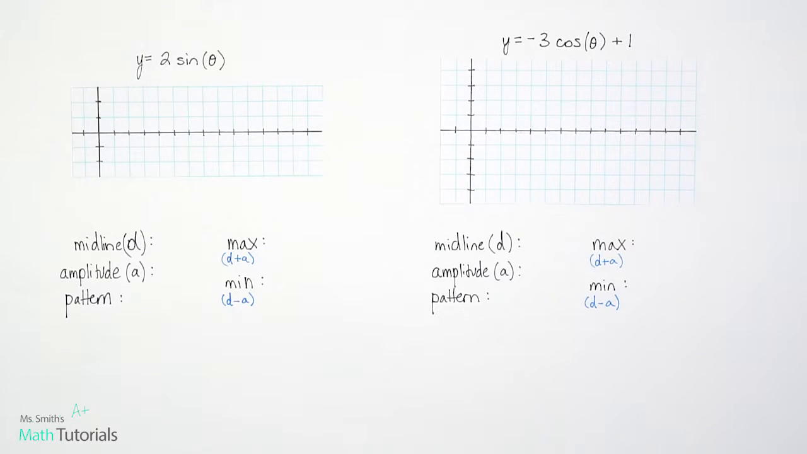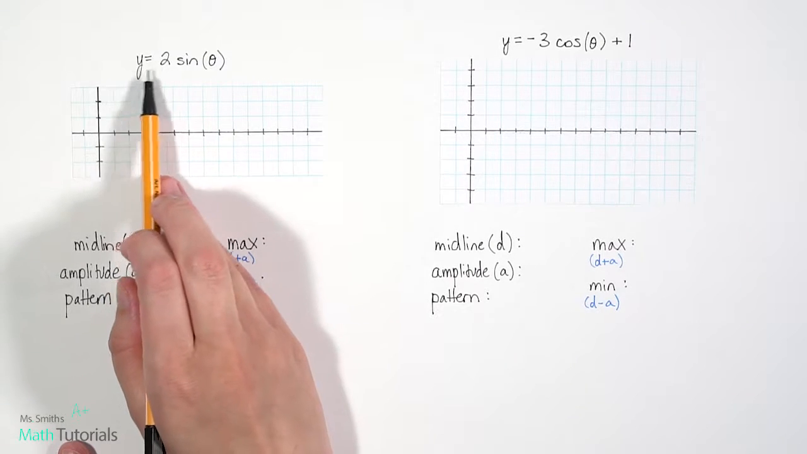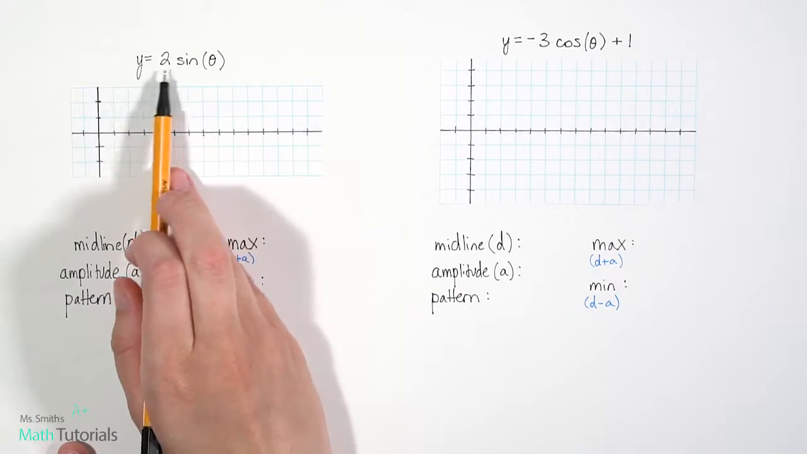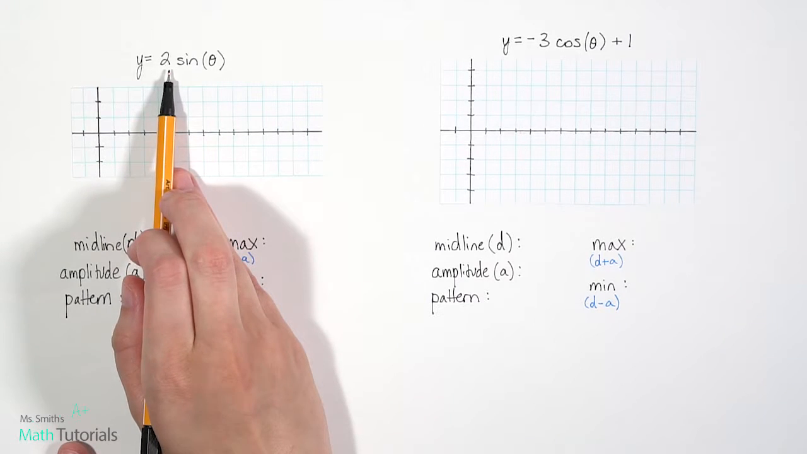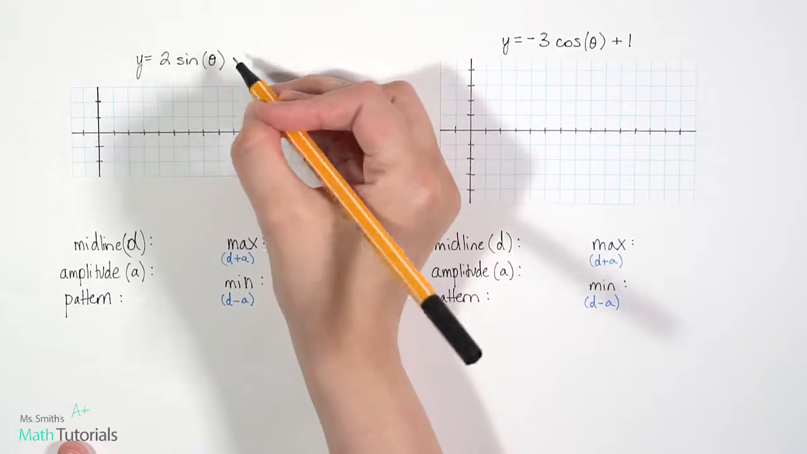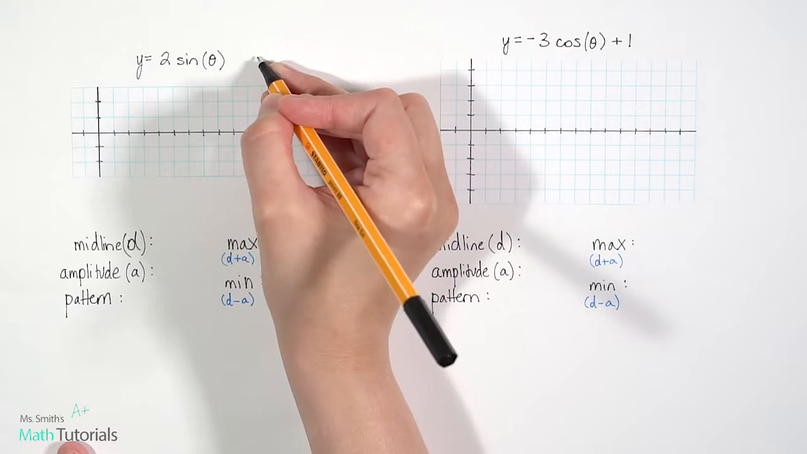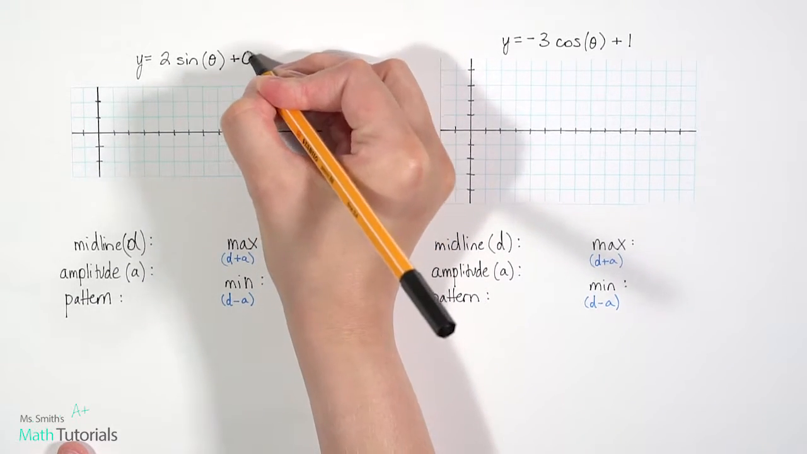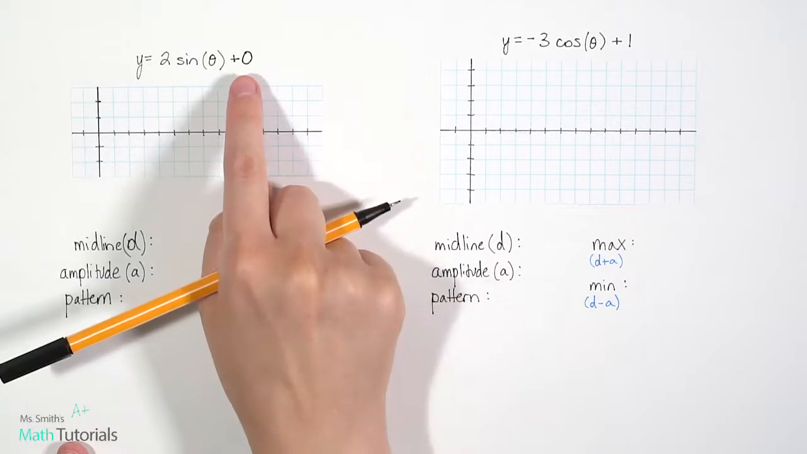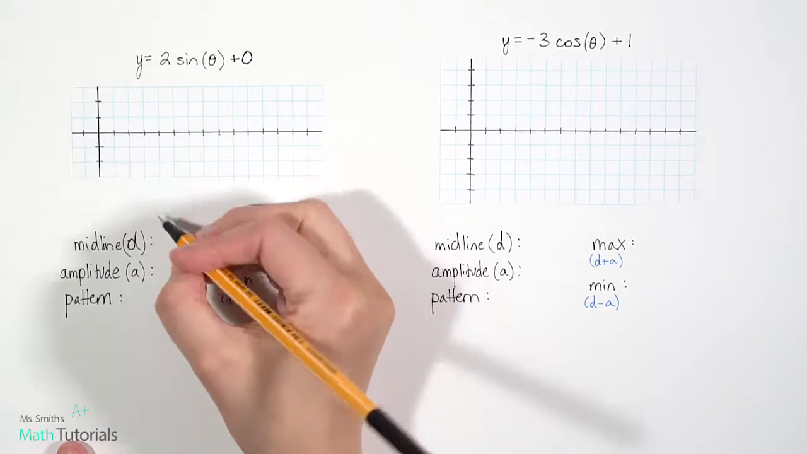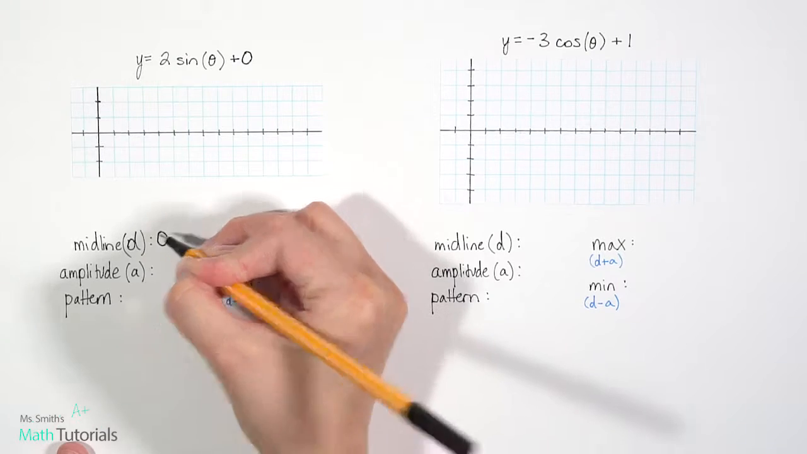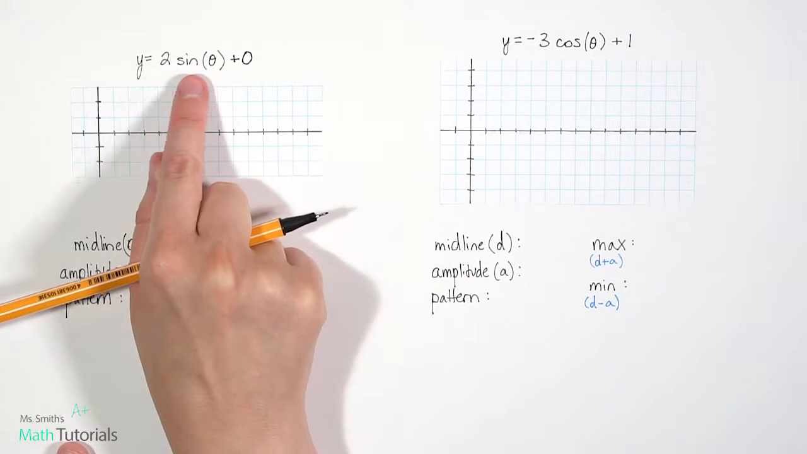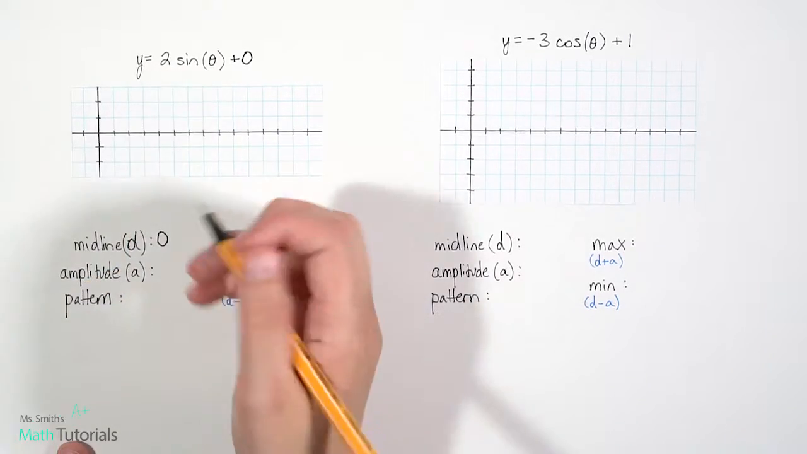Okay, let's look at some more examples. So for this one, we have y equals 2 sine of theta. So this time we have a positive 2 thrown out front. And again, we don't have anything here in the place of d, so that means it's still plus 0. So that means our d, our midline, is 0. Our amplitude a, remember that's in front of the pattern, the sine, and in this case it's a 2.